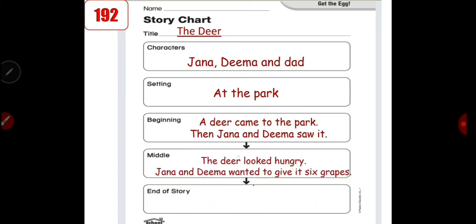The middle is the deer looked hungry. Jana and Dima wanted to give it 6 grapes. And the end of the story is their dad said no. Will they see the deer again? So these are the answers in the story chart. Can you please double check your answer? And if there are some mistakes, it's fine. You erase it and copy it again. Okay, now start.